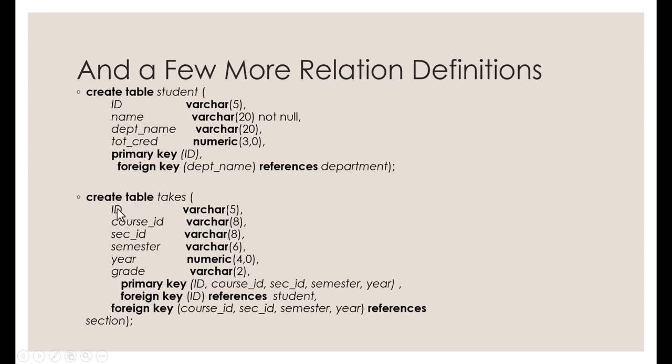ID is the ID of the student, right? So this student took whatever course and whichever section during which semester and which year. So all those things together are unique, and that makes a primary key. And then the foreign key here is ID, referencing the ID from student. Another foreign key, we have course ID, section ID, semester and year, and this is referencing another table called sections.